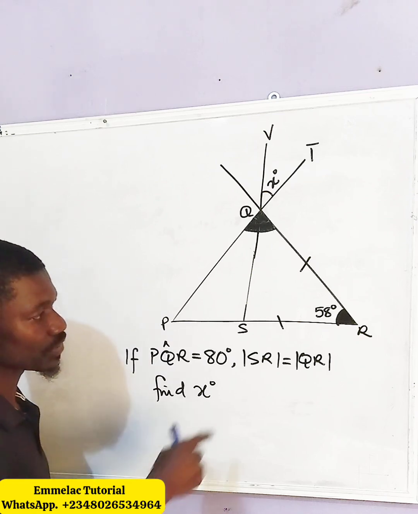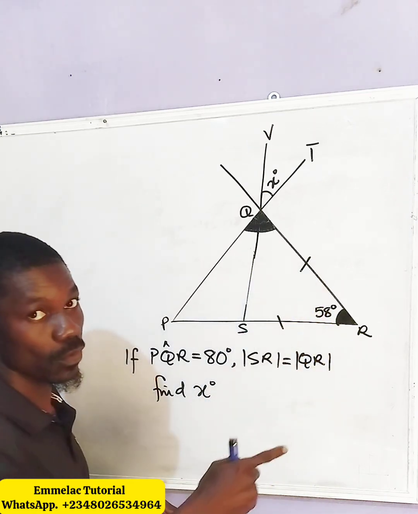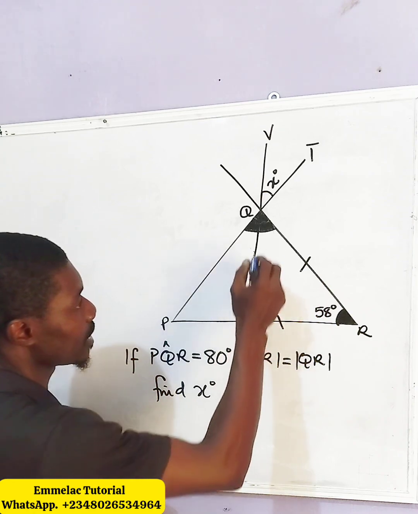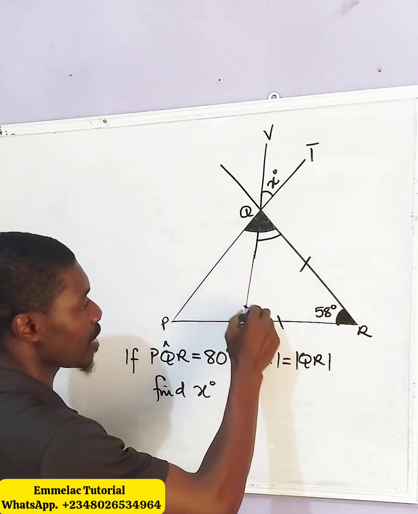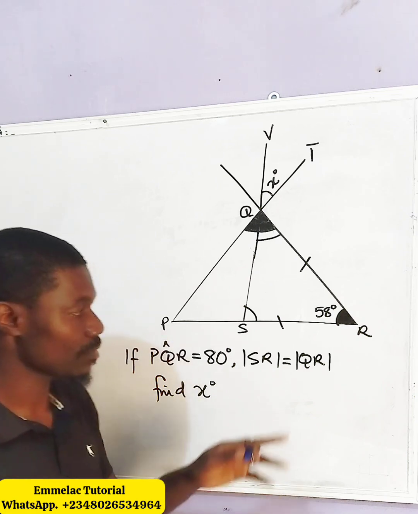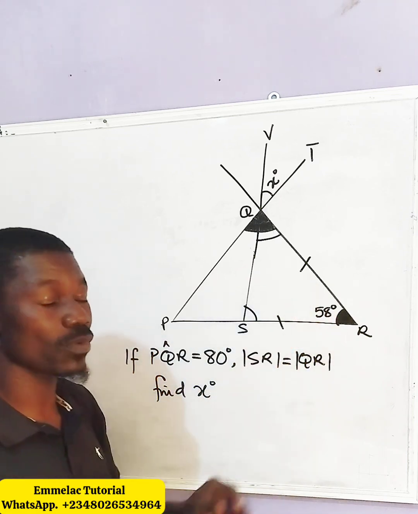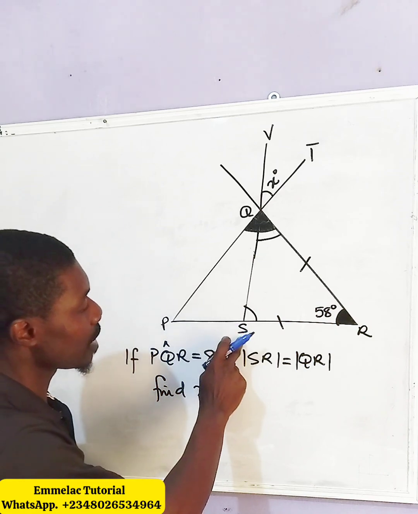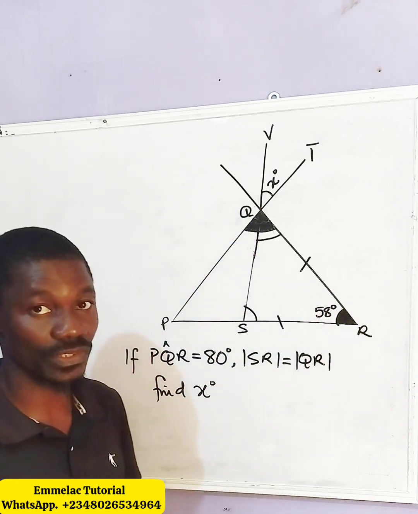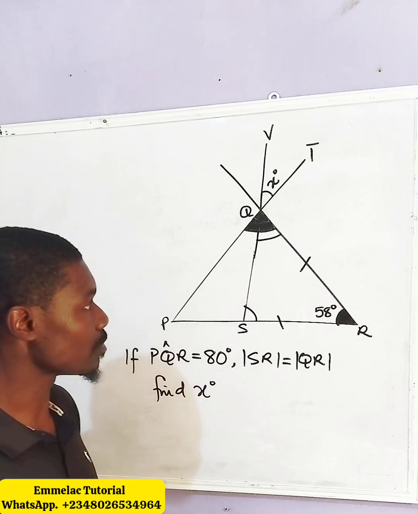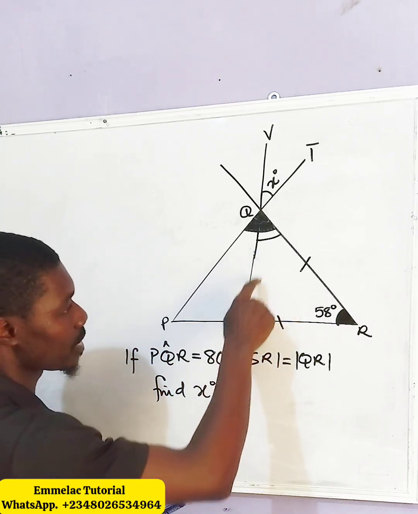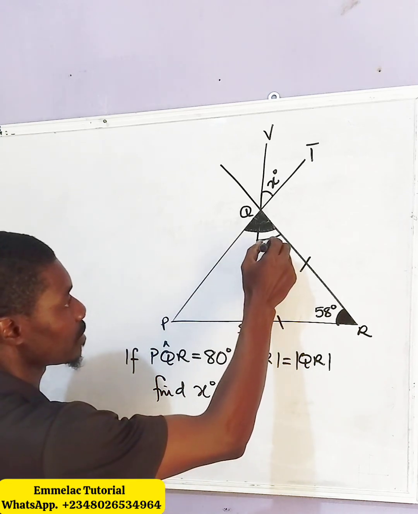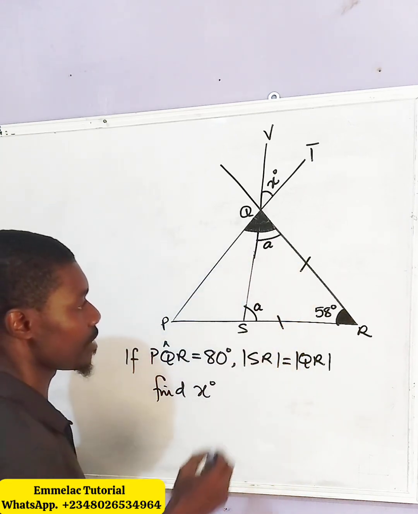Okay. Now, considering that this side and this side are equal, it implies that this angle and this angle will be the same, because if this and this side are equal, it implies that the triangle SQR is an isosceles triangle, and because of that, this angle and this angle will be the same. So here we are. Let us make this A and A.